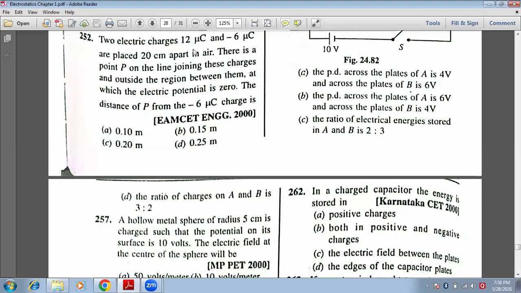Two electric charges, 12 microcoulomb and -6 microcoulomb, are placed 20 centimeter apart in air. There is a point P on the line joining these charges and outside the region between them, at which the electric potential is 0. The distance of P from the -6 microcoulomb charge is: option A, 0.10 meter; option B, 0.15 meter; option C, 0.20 meter; option D, 0.25 meter. Correct answer: option C, 0.20 meter.